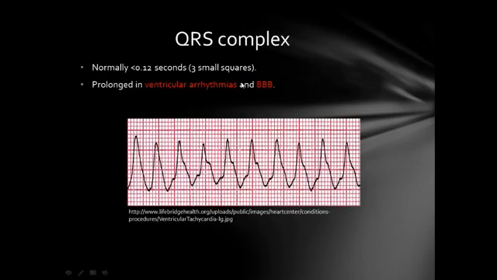The fourth thing we look at is the QRS complex. Normally, it is less than 3 small squares in width. So it is prolonged in ventricular arrhythmias and bundle branch blocks. This example here, do you know what this is? This is ventricular tachycardia. Since it is ventricular in origin, the QRS are wide. You can see here they're definitely more than 3 small squares. This is ventricular tachycardia.